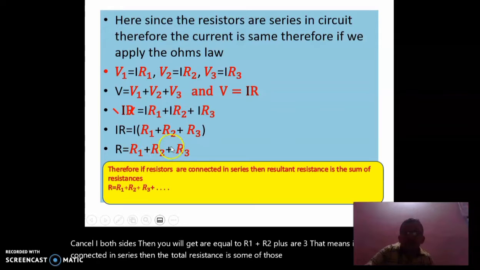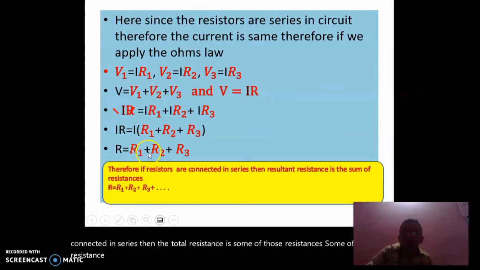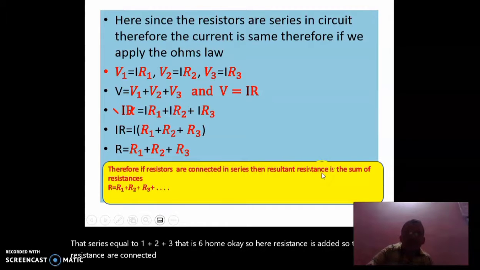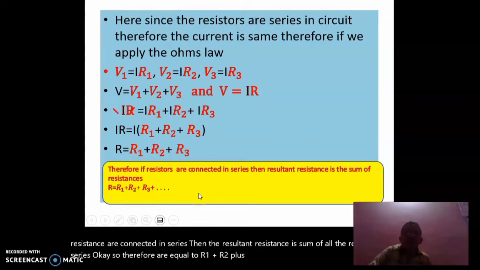For example, if 2 ohm, 1 ohm and 3 ohm are connected in series, then the total resistance of that series equals 1 plus 2 plus 3, that is 6 ohm. So here resistance is added. Therefore, when resistances are connected in series, the resultant resistance is the sum of all the resistances in series. R equal to R1 plus R2 plus R3 and so on.